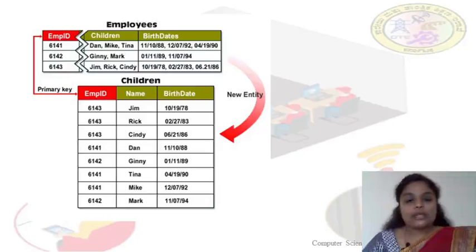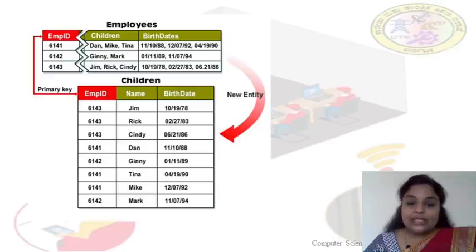So the next question is, can I have 3 children, Dan, Mike, Tina, in one box, that is, in one field? Can I have all 3 values in one field? No, you're not supposed to. That's why the next table shows a further improved representation, saying that employee 6141 is in the 4th row, that is Dan, and the 6th row, that is Tina, and the 7th row, that is Mike.